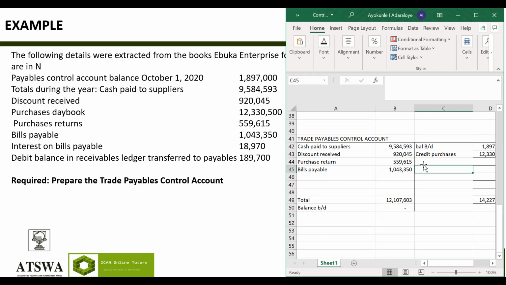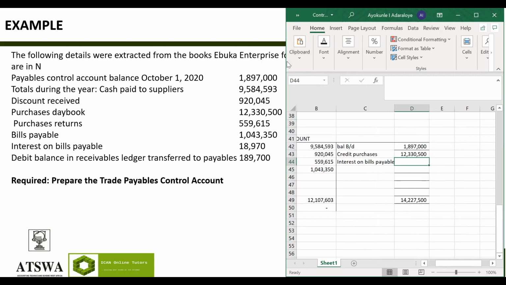Let me also be looking at interest on bills payable. Does it increase or does it reduce our payable? It increases it. So interest on bills payable. How much is it? It's not 1 million. 18,970 now.